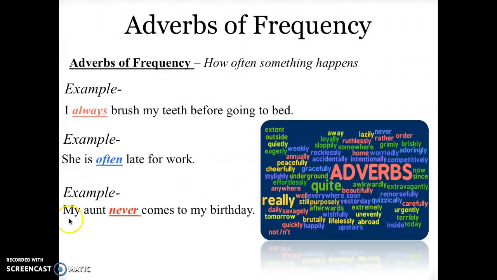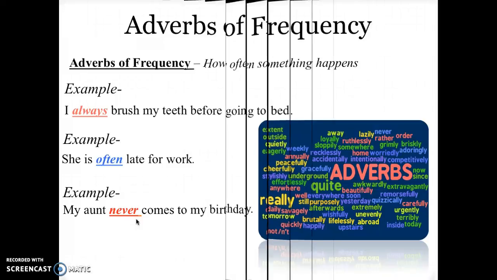Another example, my aunt never comes to my birthday. Here, the word never shows how often their aunt showed up to their birthday. Other types of adverbs of frequency are sometimes or regularly.